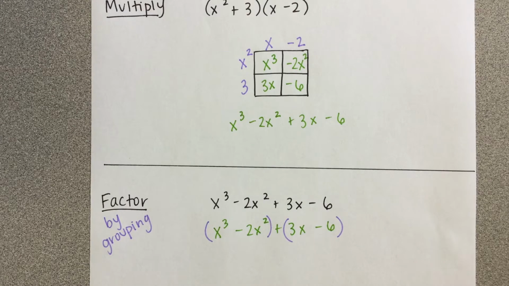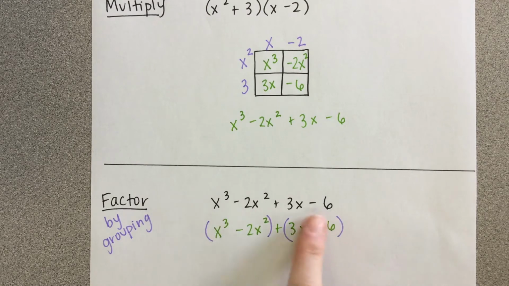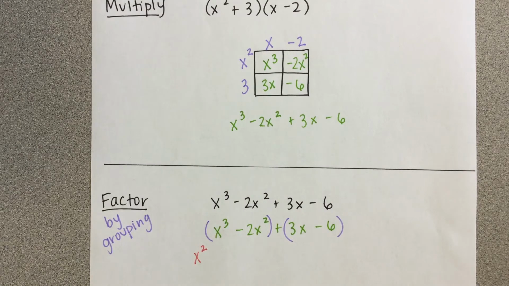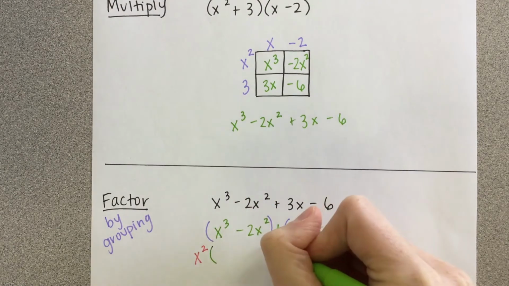So what we're going to consider now is, can we factor out a GCF, or a greatest common factor, from each of these 2 groups? And so let's consider this one first. We need to figure out what is the greatest common factor of x to the third power and negative 2x to the second power. And that would be x squared, or x to the second power would be our GCF, or greatest common factor. So we're going to factor that out from this group.